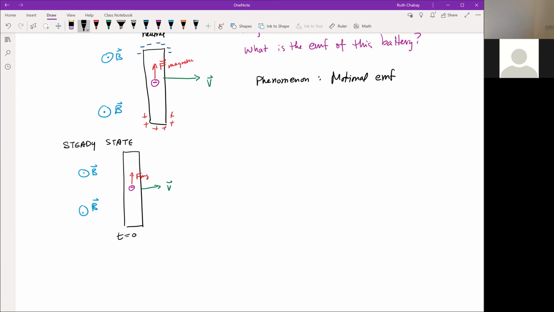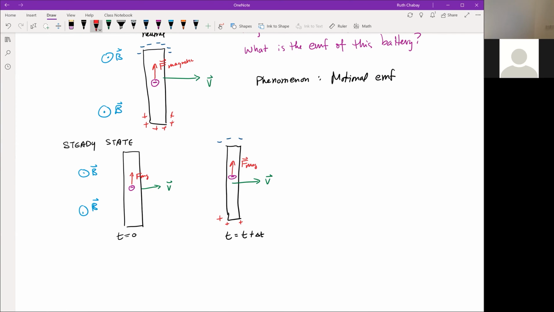A little bit later, the bar is still moving. Sometime delta t later, the bar is still moving to the right. And now we have some positive charge accumulated on the bottom and some negative charge accumulated on the top. And notice that now the forces on this electron have actually changed a little bit. We have this magnetic force on the electron that's up.